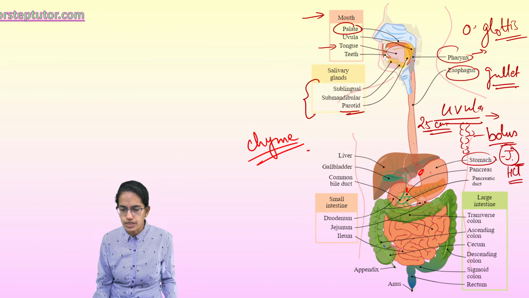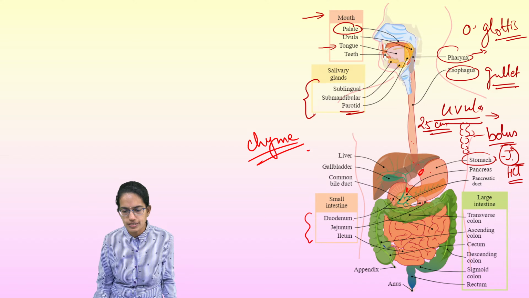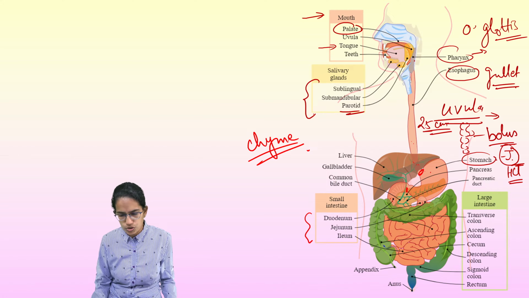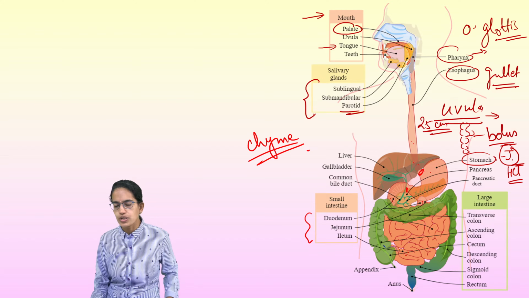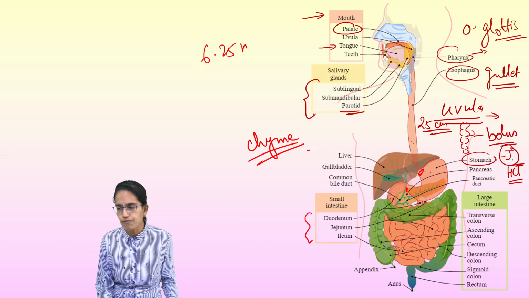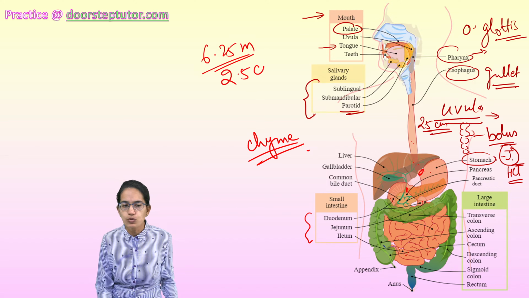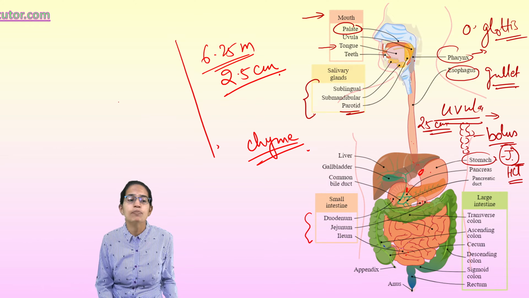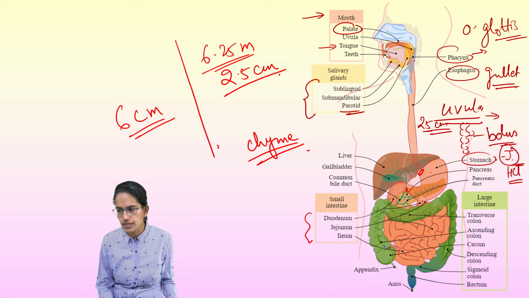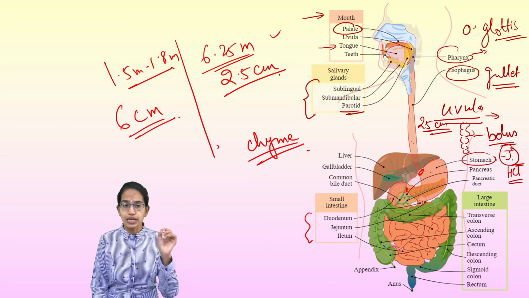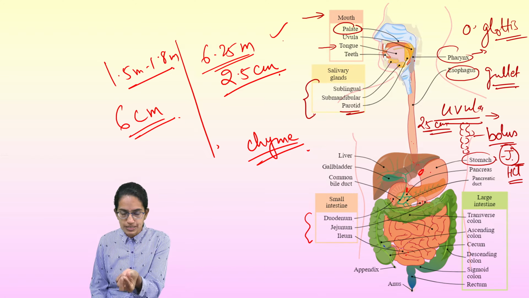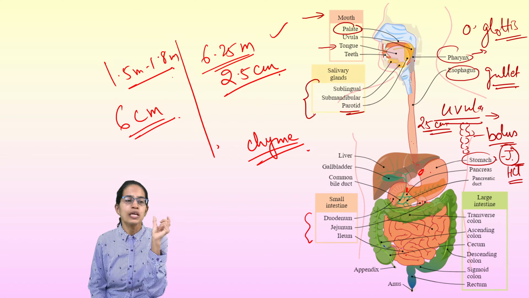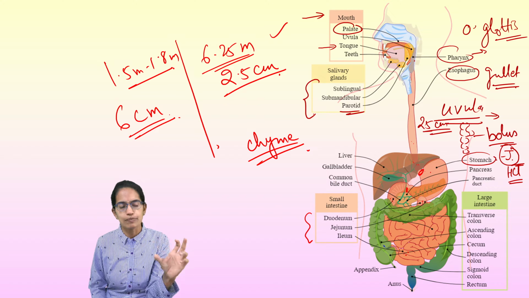Next to it is the small intestine. The small intestine, as you can see, has three components: duodenum, jejunum, and ileum, which is the last component. Now this whole small intestine actually is around 6.25 meters long. The diameter is only 2.5 centimeter. In contrast to it, large intestine has a diameter of 6 centimeter and is around 1.5 meters to 1.8 meters in length. So the length of small intestine is large, but the diameter is small and therefore called a small intestine. The length of large intestine is less, but the diameter is more.